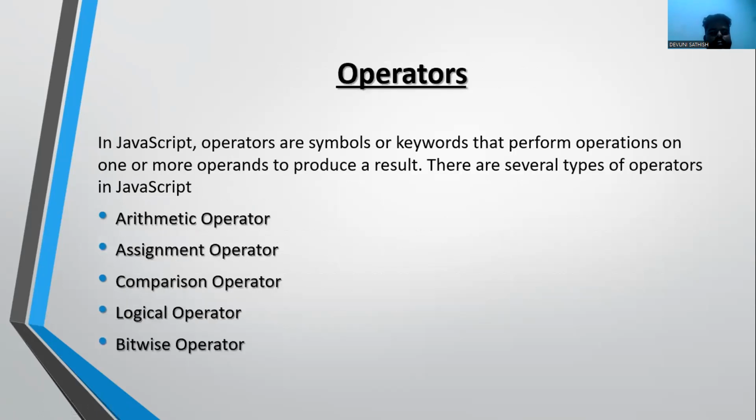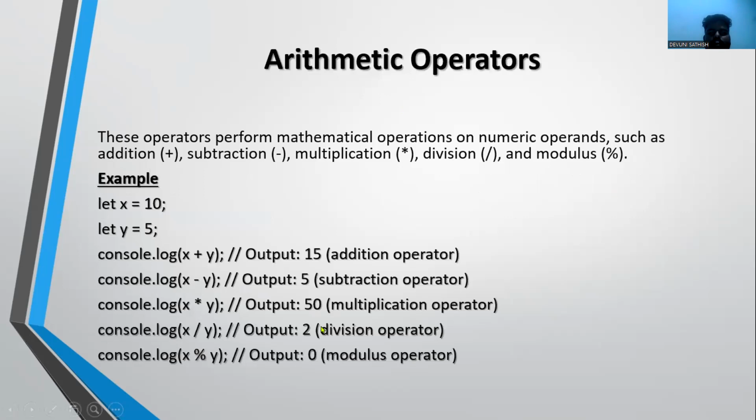So coming to operators, they are symbols or keywords that perform operations on one or more operands to produce a result. There are several types of operators in JavaScript like arithmetic, assignment, comparison, logical, and bitwise operators. Coming to the arithmetic operators, we have addition, subtraction, multiplication, division, and modulus. Here I am assigning x equals 10 and y equals 5. Here we are doing some operations, addition, subtraction, multiplication, division, and modulus. So these are the outputs of the operators.